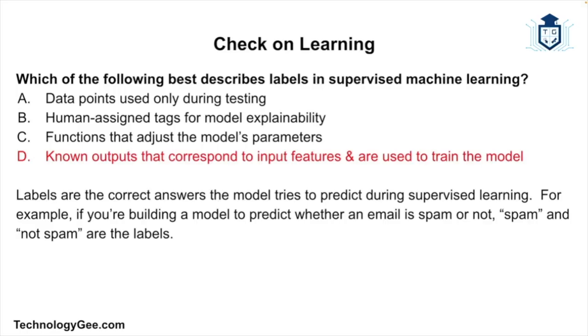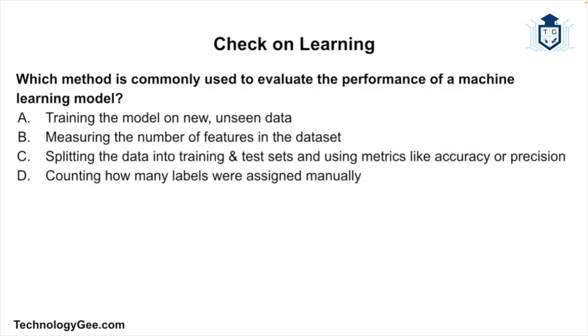So for example, if you're building a model to predict whether an email is spam or not, spam and not spam are the labels. And our final question, which method is commonly used to evaluate the performance of a machine learning model? Is it training the model on new unseen data? Is it measuring the number of features in the data set? Is it splitting the data into training and test sets and using metrics like accuracy or precision? Or is it counting how many labels were assigned manually?